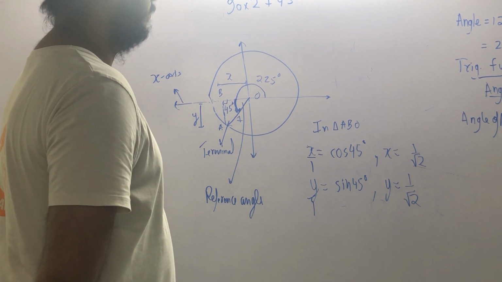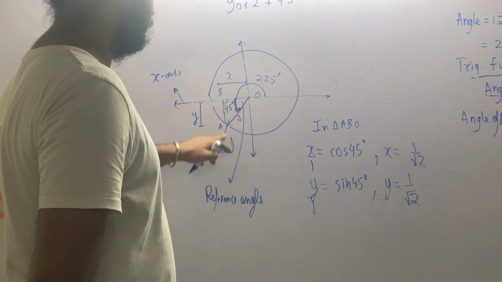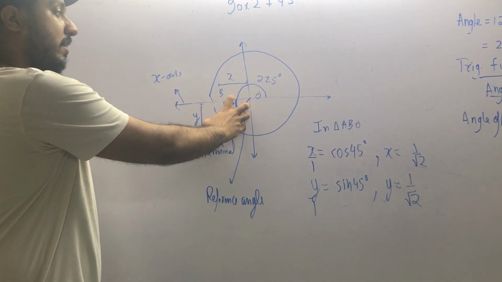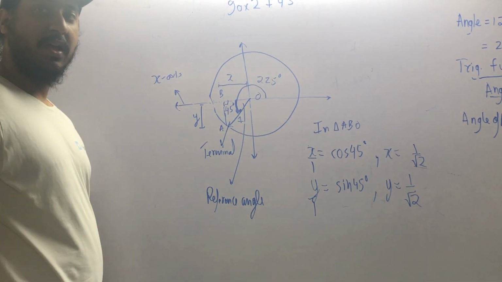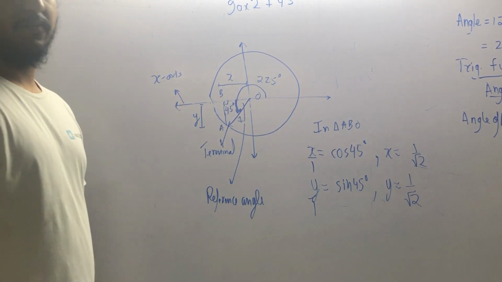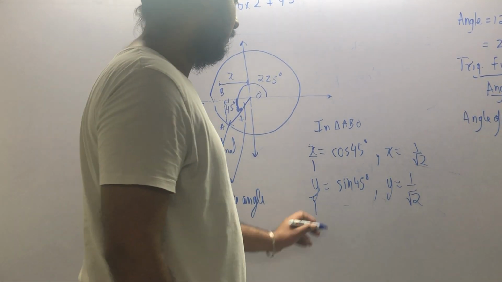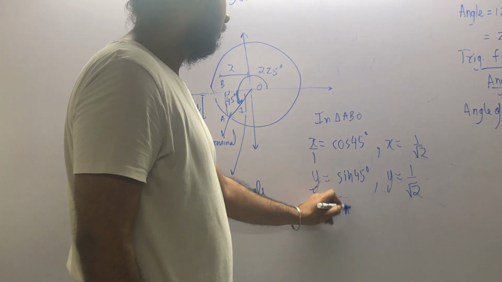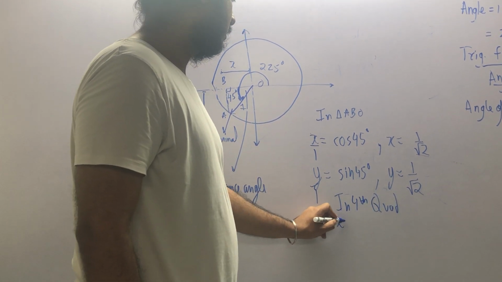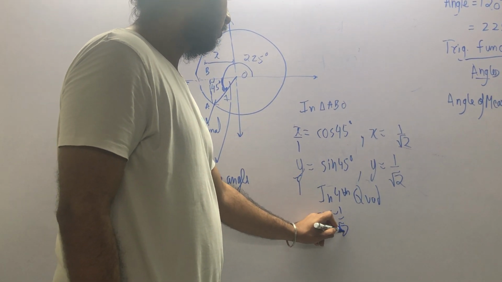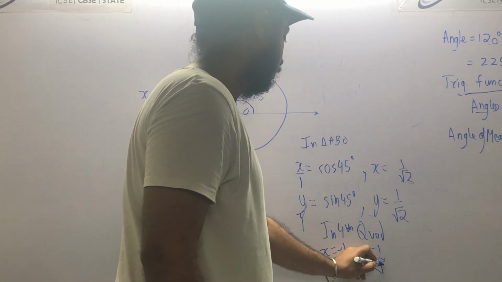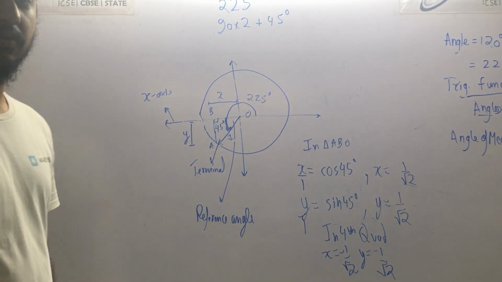Now, in which quadrant is this triangle lying inside? This is lying inside the third quadrant. In the third quadrant, x is on the left side and y is on the bottom, so both x and y will be negative. So I can write here, in the third quadrant, x is equal to minus 1 by root 2, y is equal to minus 1 by root 2. I hope this is clear to you all.